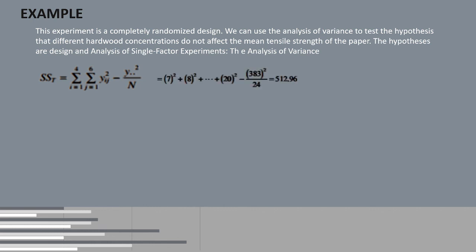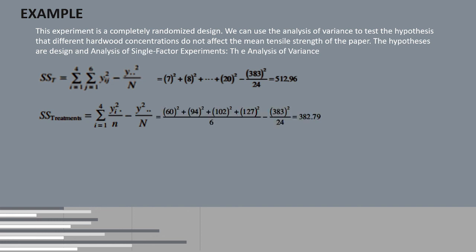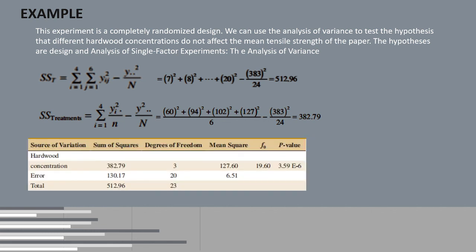Tapos kapag kinumpute natin, magiging 512.96 siya. Tapos ang susunod naman natin hanapin ay yung treatment nito. So, pag nilapat ulit natin ang mga gagamitin natin, ang makuha is 382.79. Ngayon, pwede natin magamit yung table para mas madali, or ito ang pwedeng gawin natin conclusion para mas makita natin kung tama ba ang pag-compute natin. At ang magiging p-value natin is equated by this.